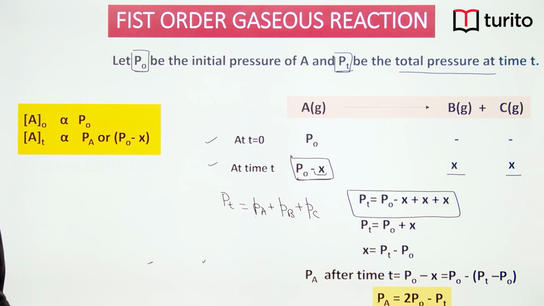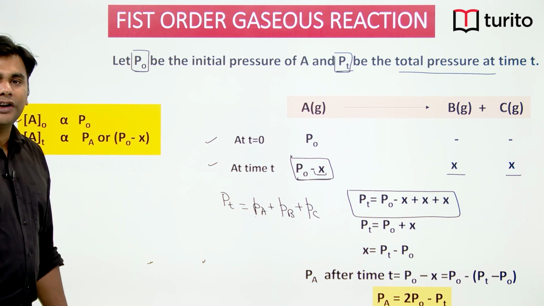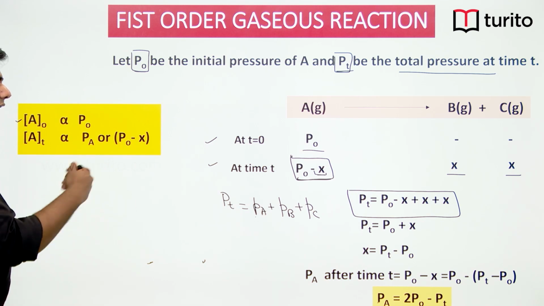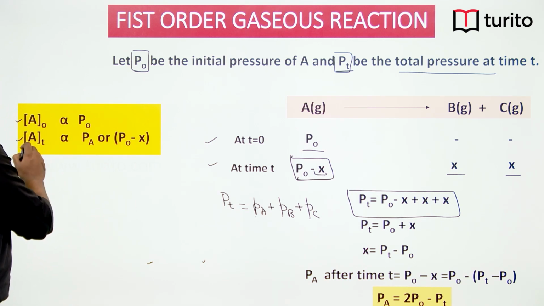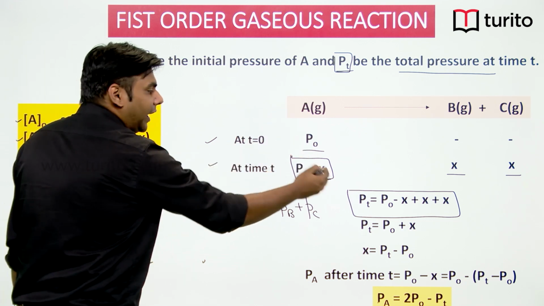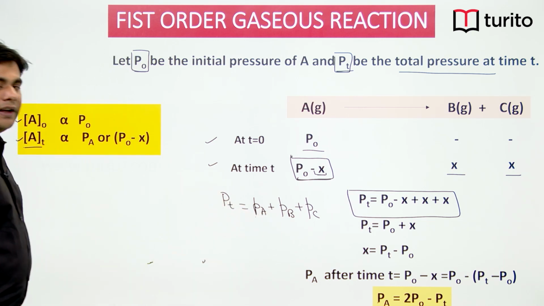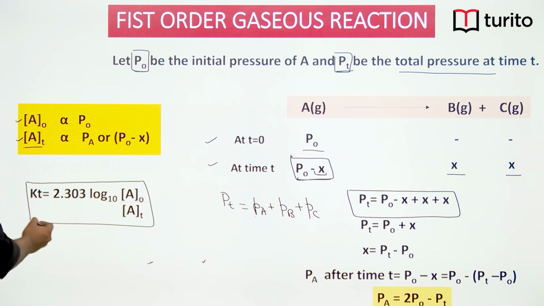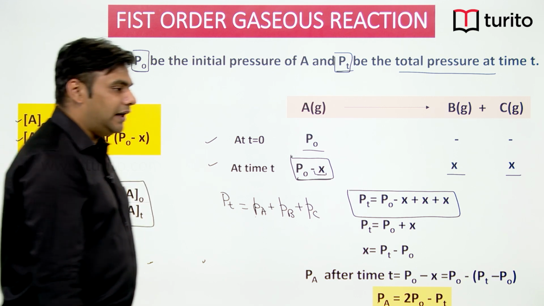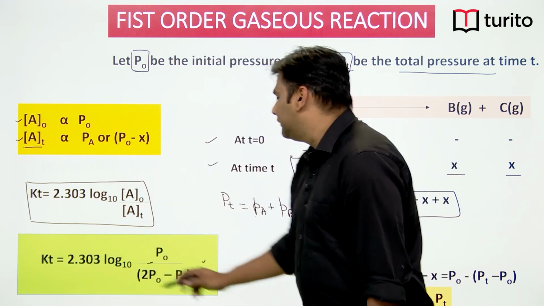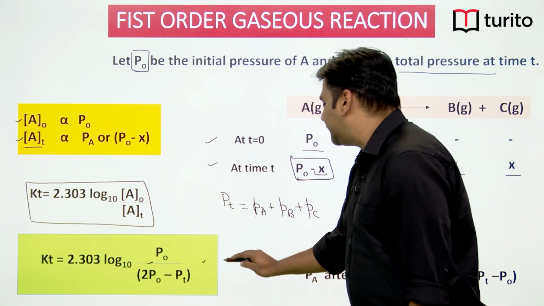Okay. Now we know that the initial concentration of A will be proportional to its initial partial pressure which has been given to us in the statement that it is P naught, and after time T the concentration of A would be proportional to the partial pressure of A after time T, which is P naught minus X. So this is basically 2 P naught minus Pt. So we will directly say that because it is following first order kinetics, this will be Kt equals 2.303 log base 10 A naught upon At. So we will directly use A naught as P naught and At as 2 P naught minus Pt.